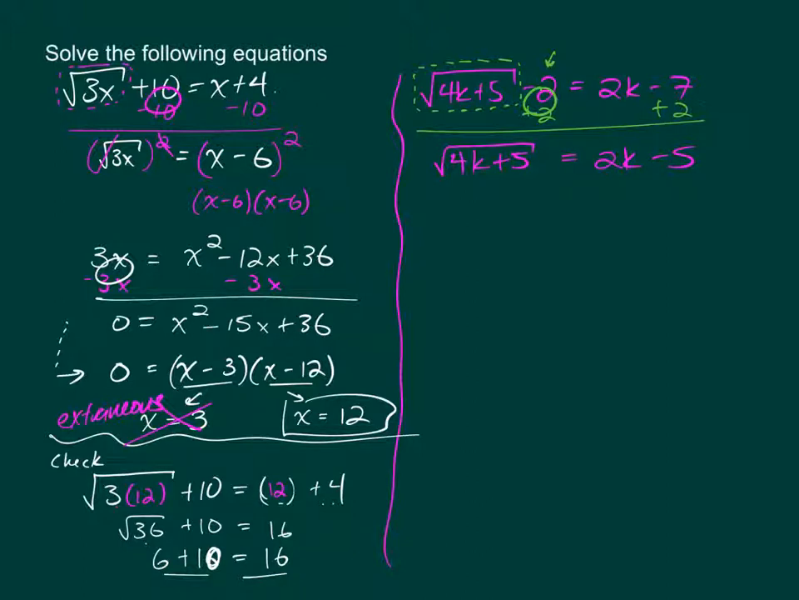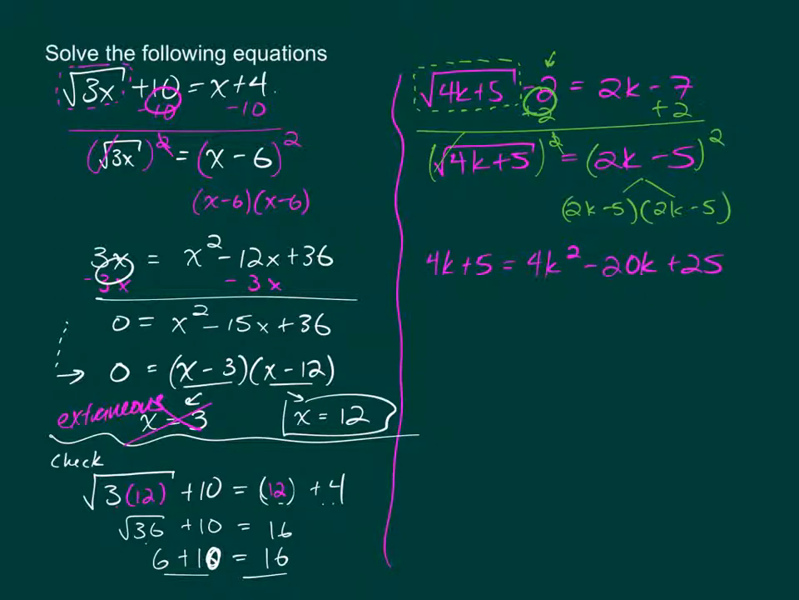And again, now that the square root is isolated, we can square both sides, the entire side. Again, this means that you will be multiplying 2k minus 5 times 2k minus 5. And on the left side, of course, the square and the square root will reduce away, leaving you with 4k plus 5 on the left and 4k squared minus 20k plus 25 on the right.